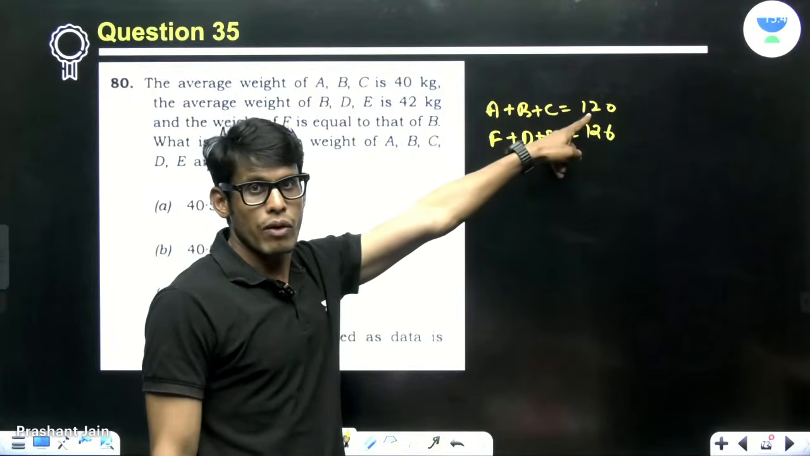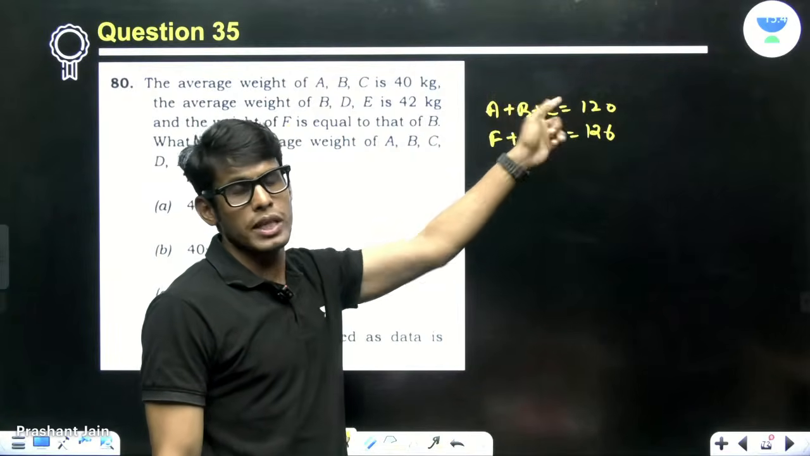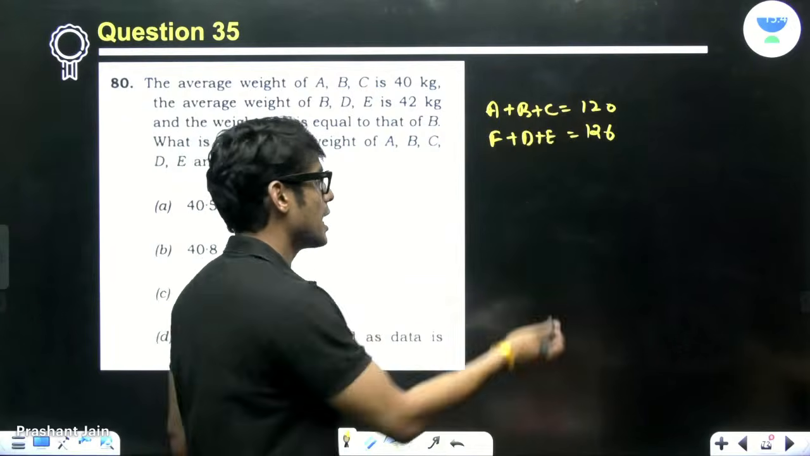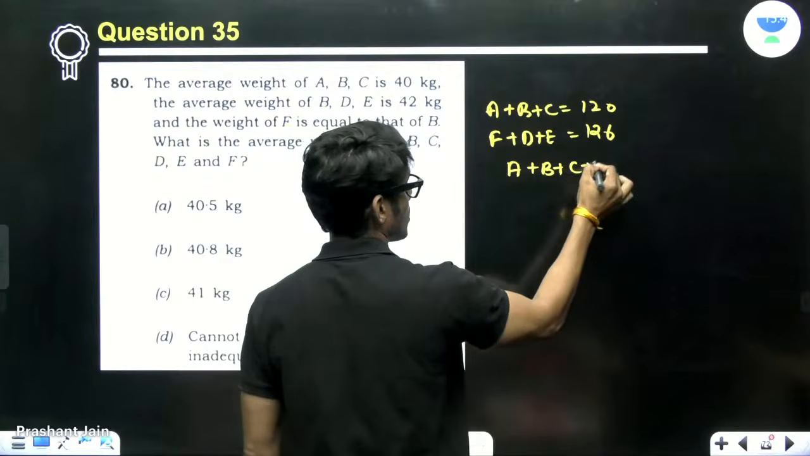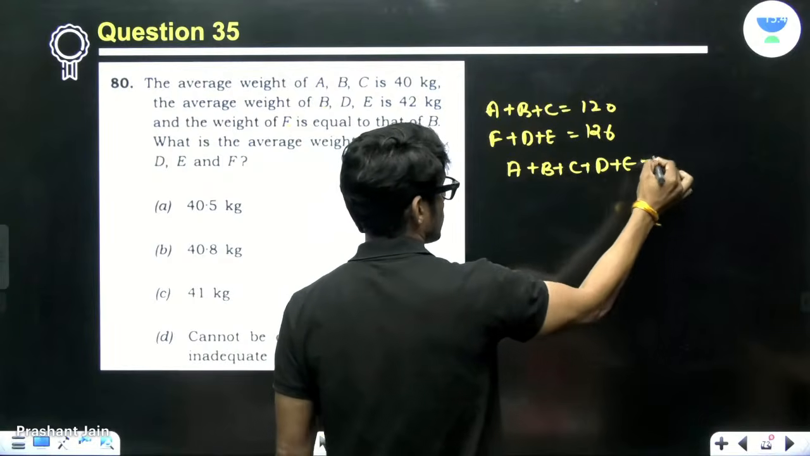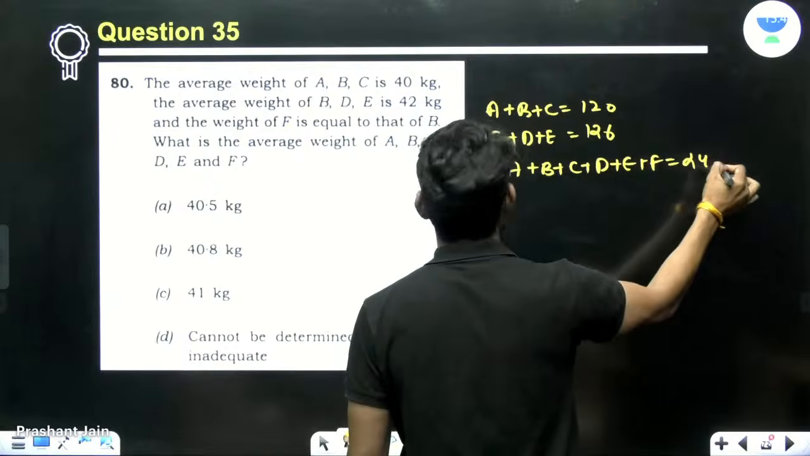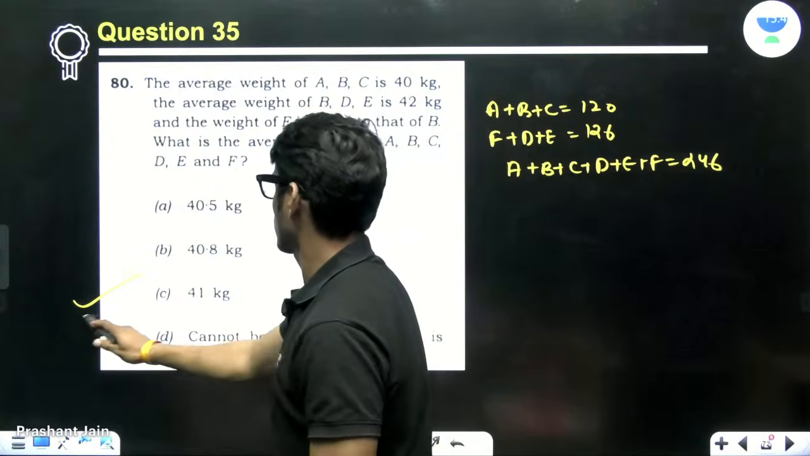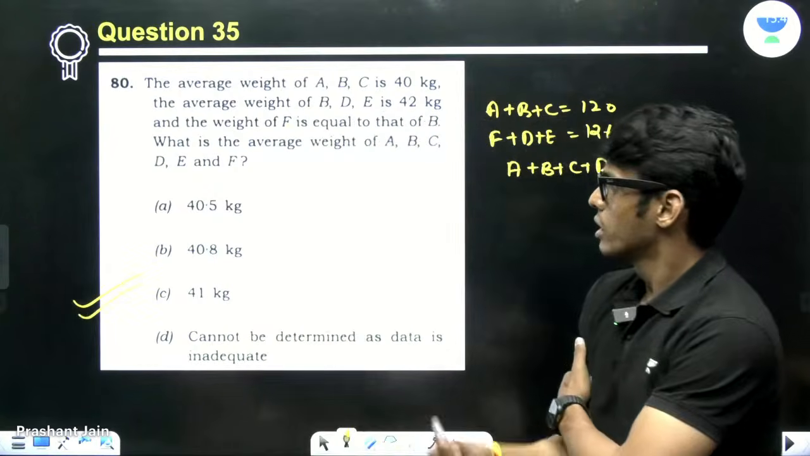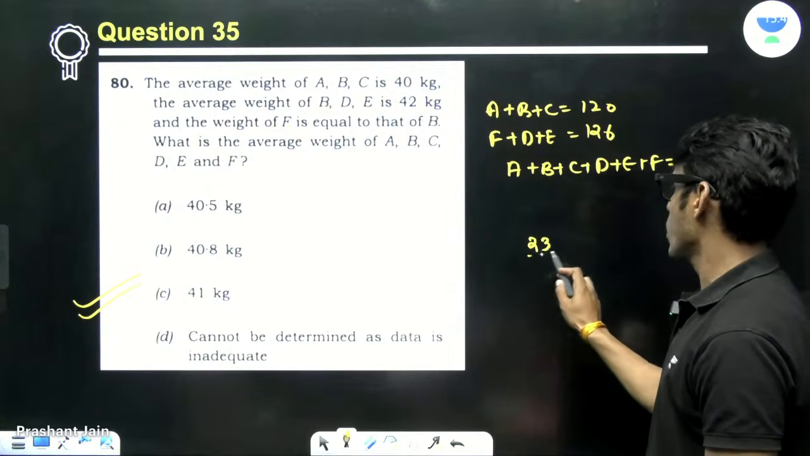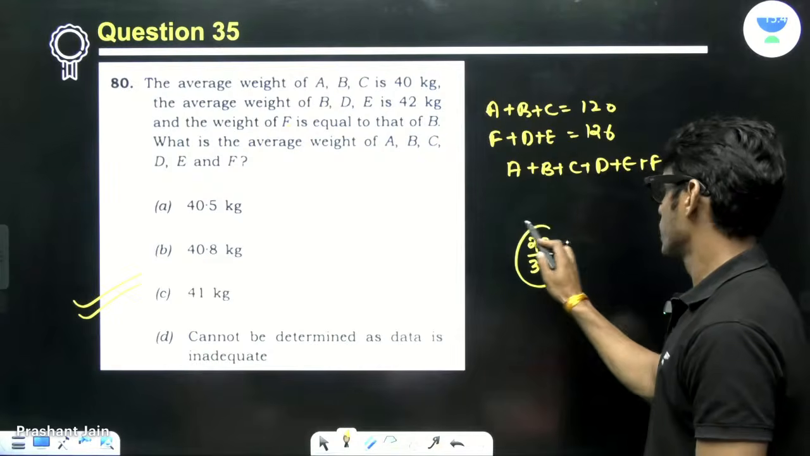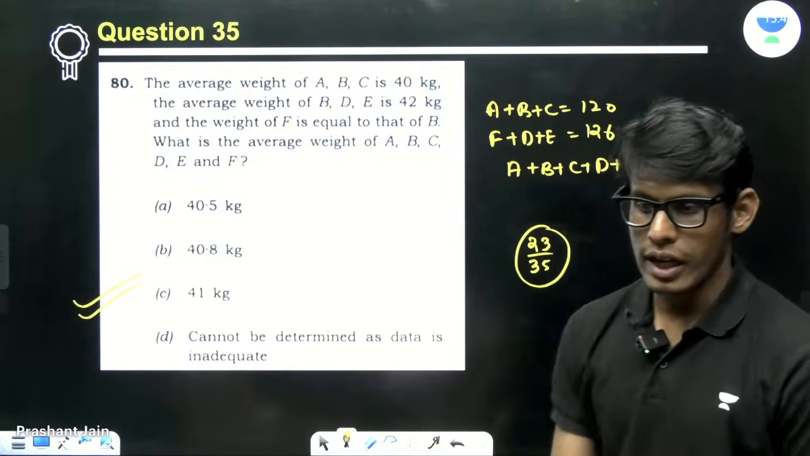40 times 3. Why are you doing 40 times 3? A plus B plus C upon 3 is 40. Just add these 6. Right? You get 246. So 41 is your weight. Isn't it? This is again a simple one. 23 out of 35. Again a simple one.